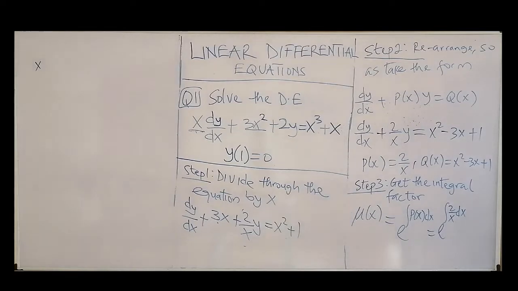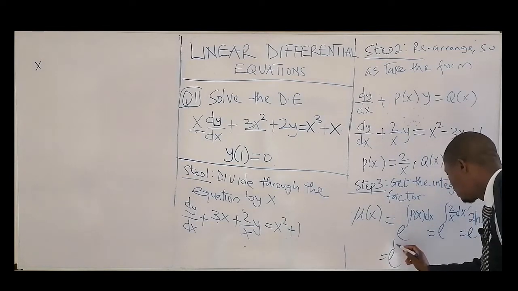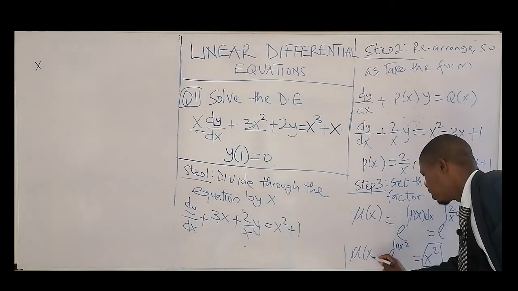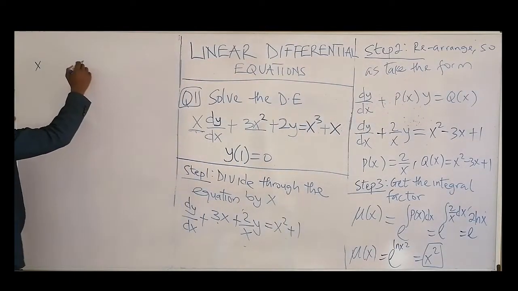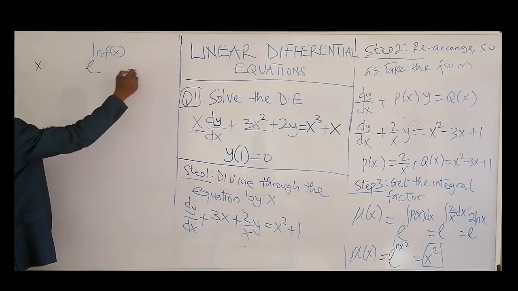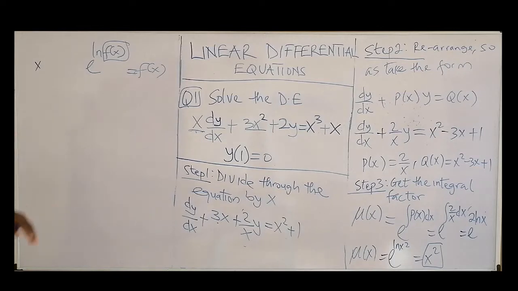Then dx. This 2 you can take out of the integration, and that will be equal to 1 over x. Integral of 1 over x is ln of x. Then this 2 can come to the top here, and that will be equal to the exponential of ln x squared. So that's equal to x squared as your integrating factor. You should also be aware that when you have the exponential of ln f of x, it will give you f of x. So we've gotten the integrating factor.